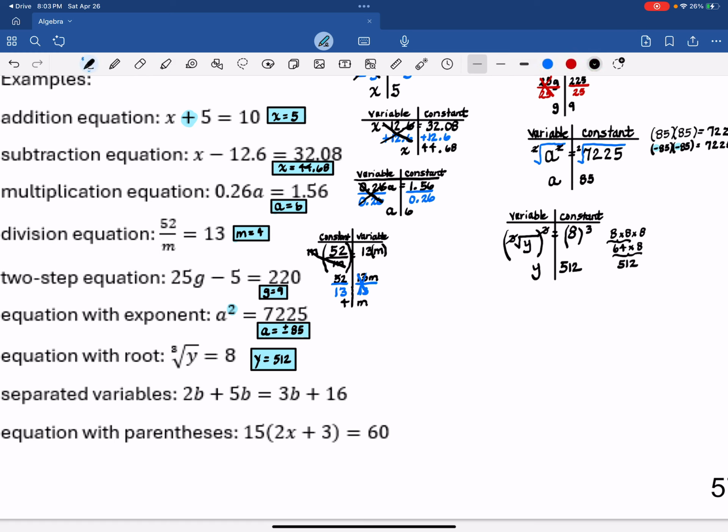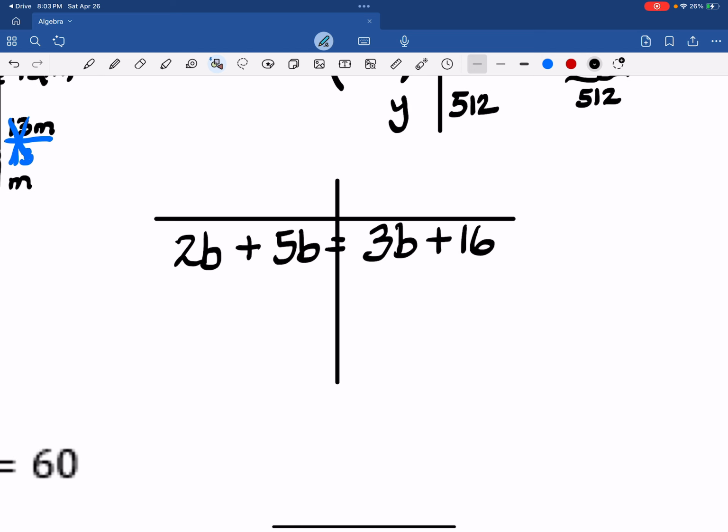All right, the next one is called a separated variables problem. And we have 2b plus 5b equals 3b plus 16. So when I go to draw my scaffold, I've got b's all over the place. I've got variable and variable on both sides. So before you decide where you want to put variable, let's do some simplifying.